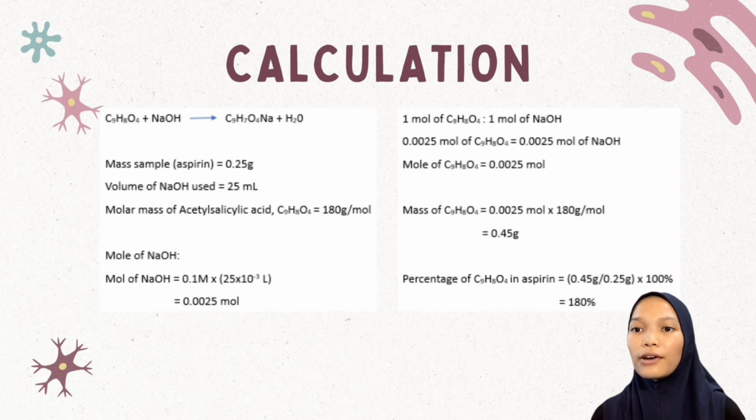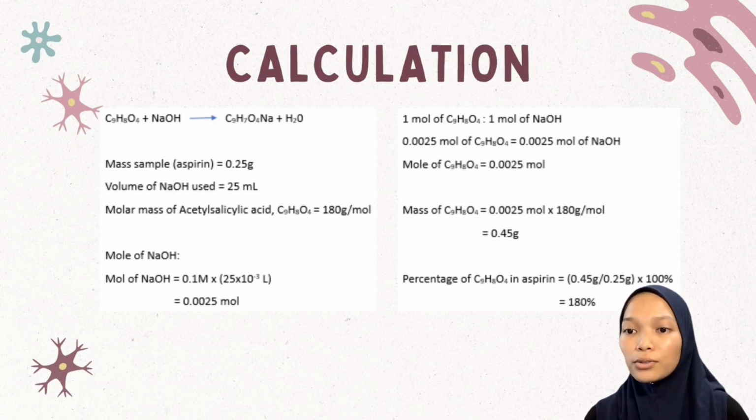So next, we have to determine the mass of the sample, which is aspirin, equal to 0.25 gram, and the volume of sodium hydroxide used in this experiment, we use 25 ml, and the molar mass of acetyl salicylic acid is 180 gram per mole.